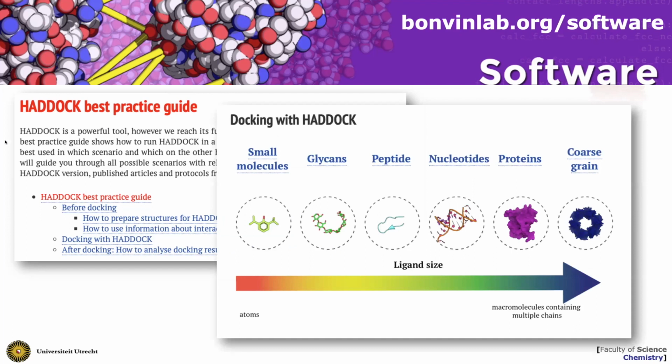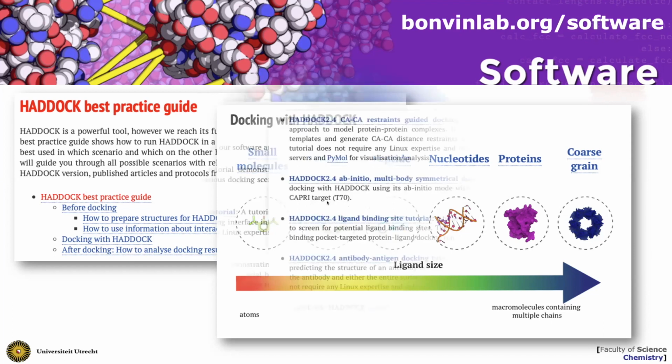And you see here also an overview. So this is part of this best practice guide, but you see an overview of the different types of systems that HADDOCK is supporting. So we support small ligands, we support glycans, peptides, nucleotides, proteins, and at a coarse grain level. And each type of molecule comes with some specific advice, tricks, do's and don'ts. So if you are going to do docking in one of those types of systems, take the time to look at those in the best practice guide.